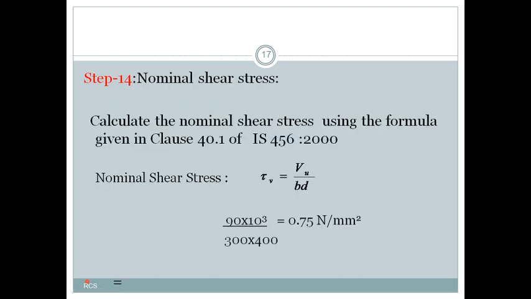Right. According to this, we have to calculate the nominal shear stress. The nominal shear stress, as per clause number 40.1 of IS 456-2000, tau V, can be calculated using the formula tau V equals Vu by bd. Vu we have already calculated, that is 90 into 10 cube newtons, and our b is 300, d is 400. If we calculate this, we will get 0.75 Newton per mm square.